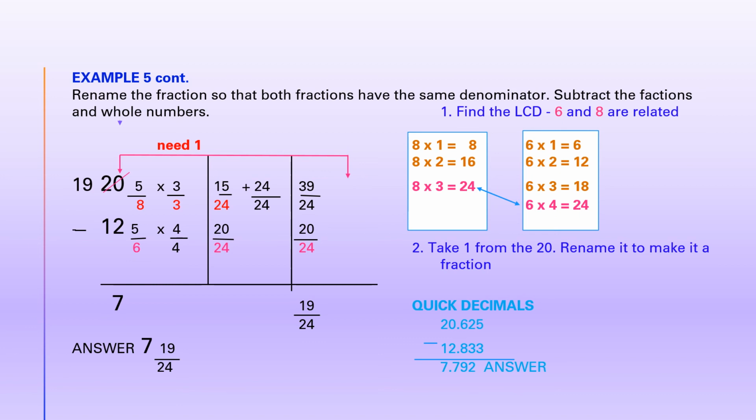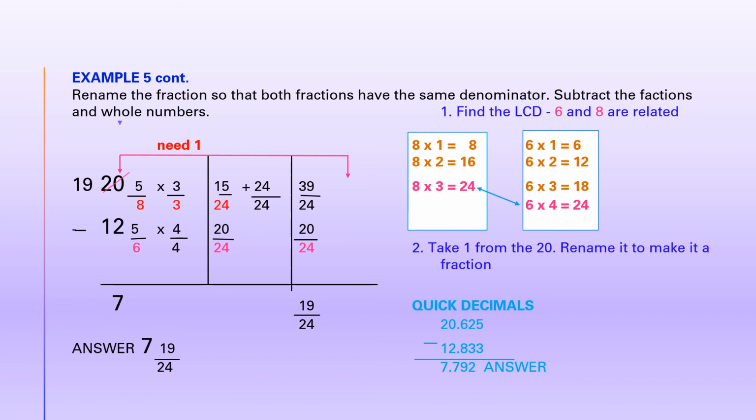So we take 1 out of the 20, leave 19. The 1 we rename it to 24/24. So we add the top fractions. We're putting them together to get 39/24. The bottom remains as 24. Now you can subtract. Your top fraction has to be larger for you to subtract. And the answer is 19/24. You do the whole numbers. 19 take away 12 is 7. So there is your answer.